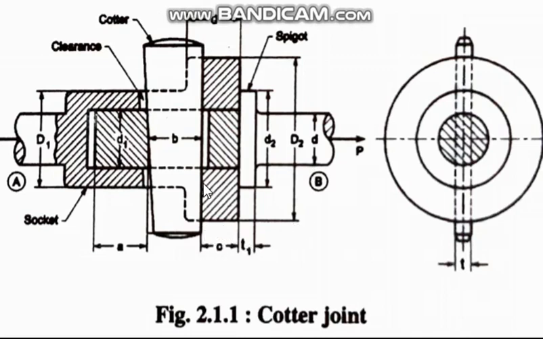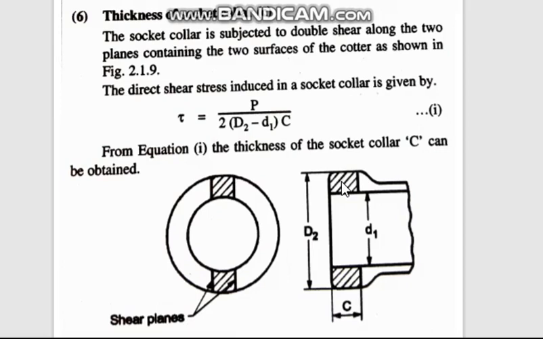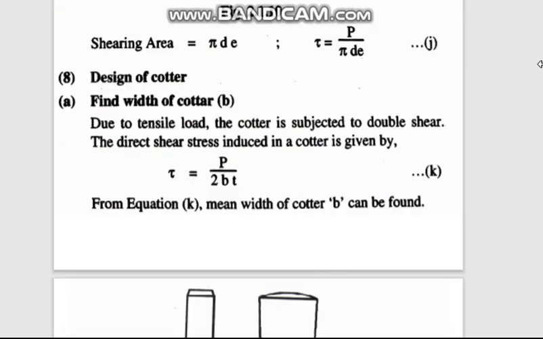Okay, so if it is being pulled like this, and this piece and this piece fall off, that means shearing is taking place. So double shear takes place. In double shear, the area will be capital D2 minus small d1 into C, that is here, and double shear because it is in two places. So from this, because earlier we found out capital D2 and D1, only C is unknown from this equation. Okay, next, design of Cotter.